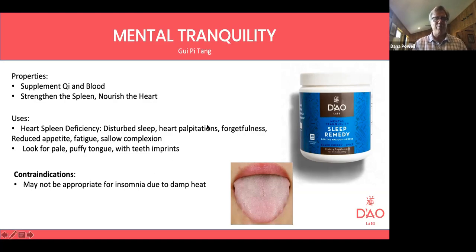So that's Gui Pi Tong, mental tranquility. But otherwise, this one, well, all of our formulas are quite safe in many circumstances, but this is maybe a little bit closer to emotional balance in terms of its wide array of uses, and you're generally going to be pretty safe with it.